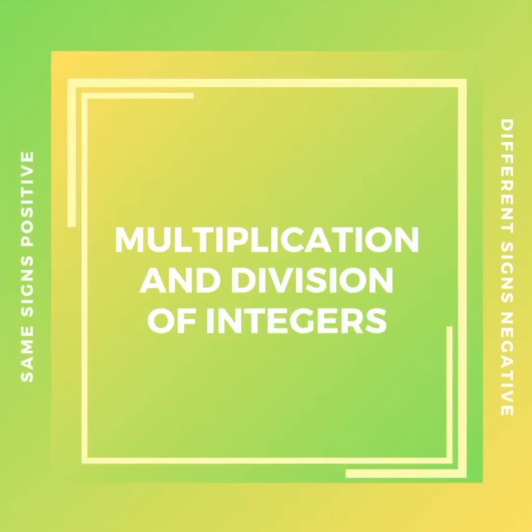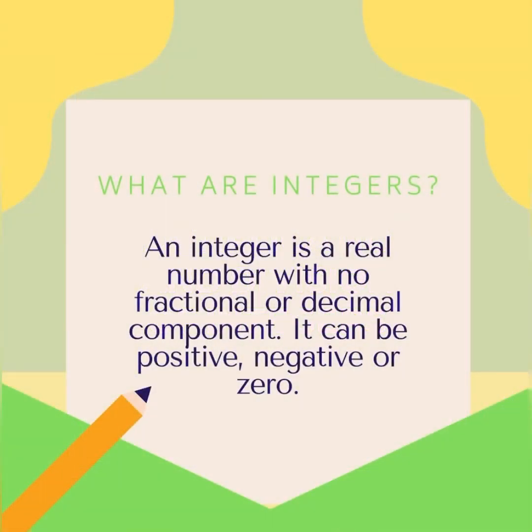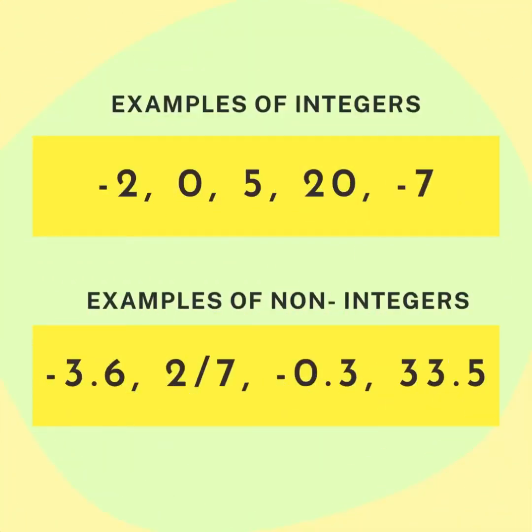Multiplication and division of integers. First, let's review what integers are. So an integer is a real number with no fractional or decimal component. It can be positive, negative, or zero.